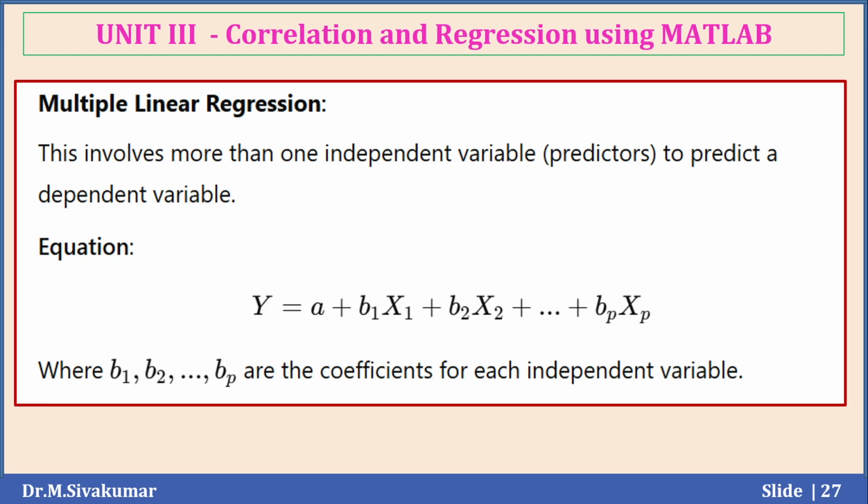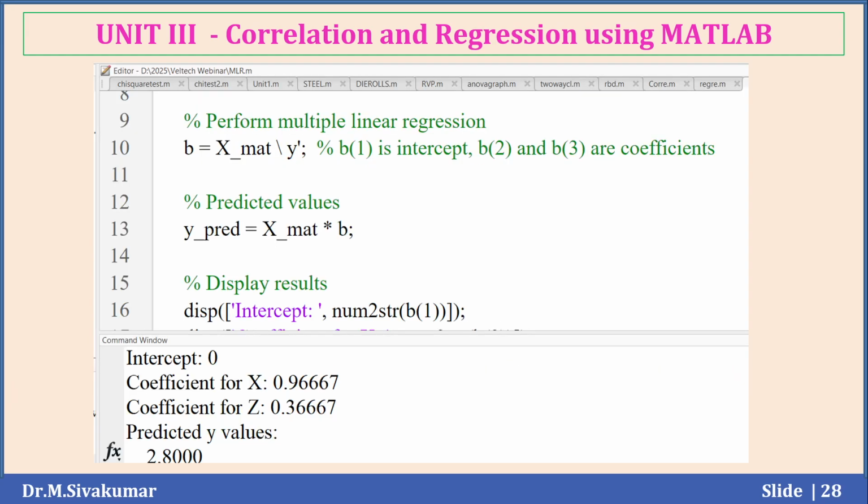Finally, we are going to discuss multiple linear regression. This involves more than one independent variable, called predictors, to predict a dependent variable using the equation y equals a plus b1 x1 plus b2 x2 plus bp xp, and so on, where b1, b2, bp are the coefficients for each independent variable. Here is a simple example to perform multiple linear regression. We check the intercept, the coefficient for x, the coefficient for z, and finally we get the predicted y values.